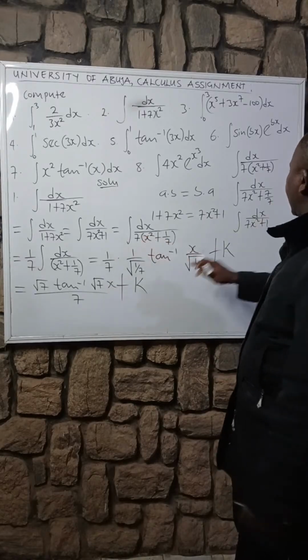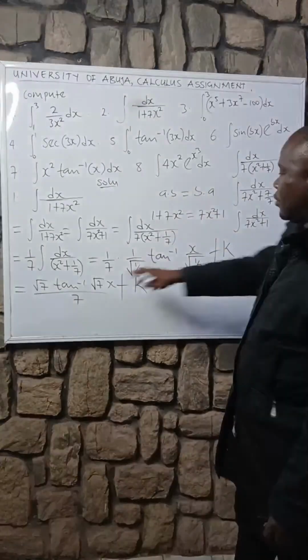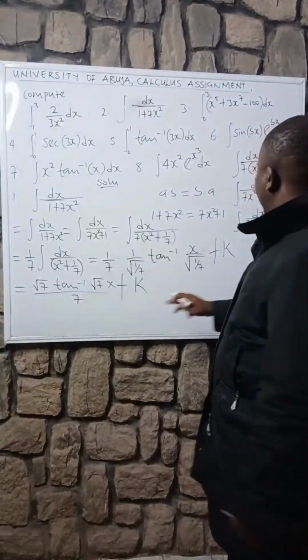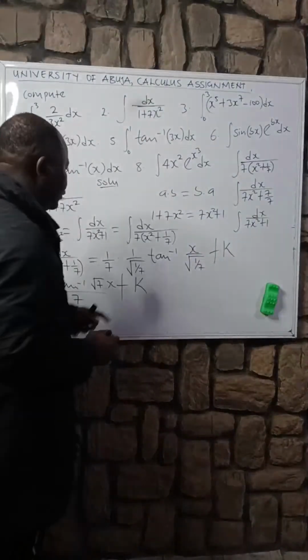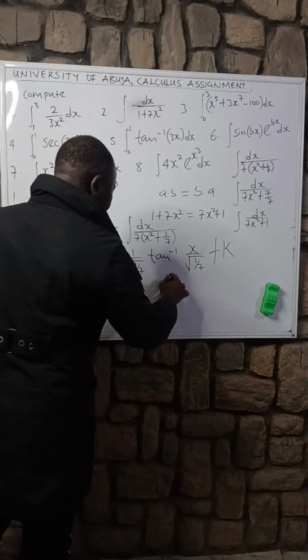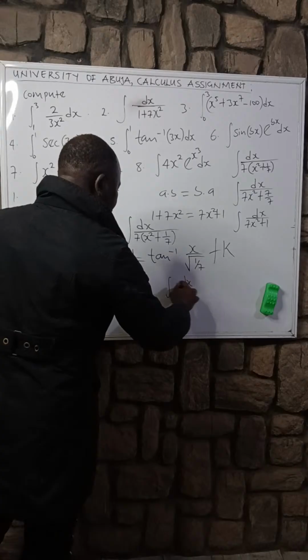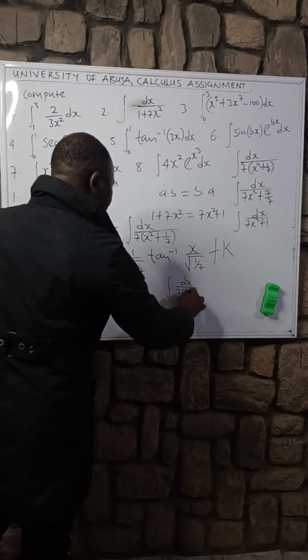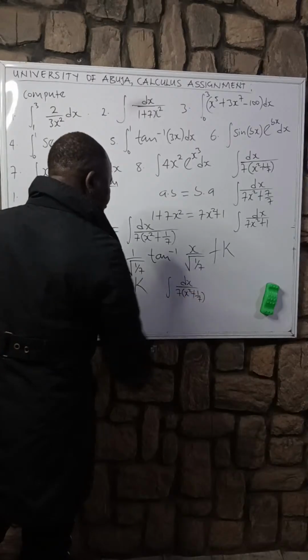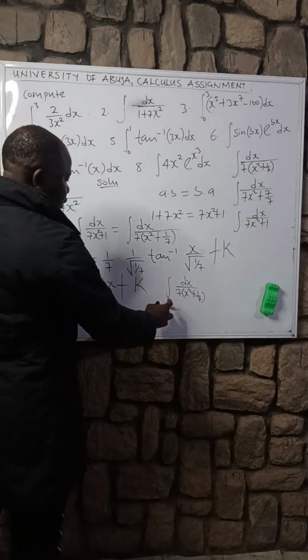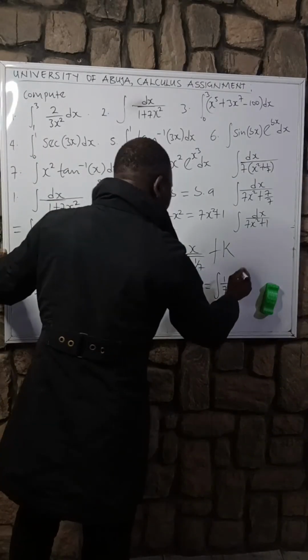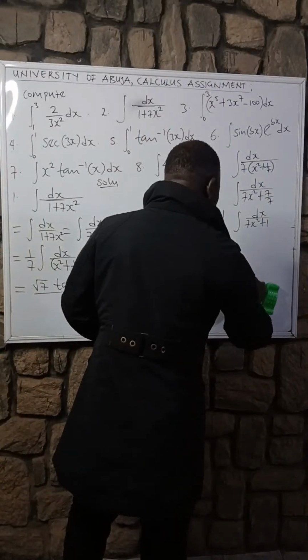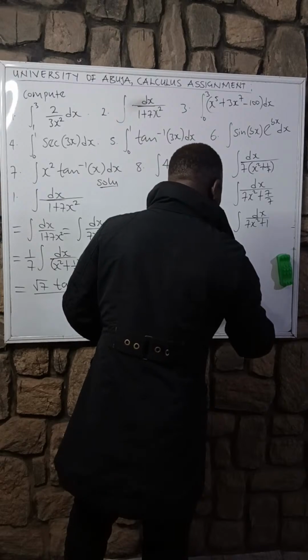So are you saying we should factor out 1 all over 7? The reason why we see 1 all over 7, look at it here. This is the integral, right? Integral dx all over 7 times x squared plus 1 all over 7. You know that this is a constant. So this is the same thing as integral 1 all over 7 times dx all over x squared plus 1 all over 7.